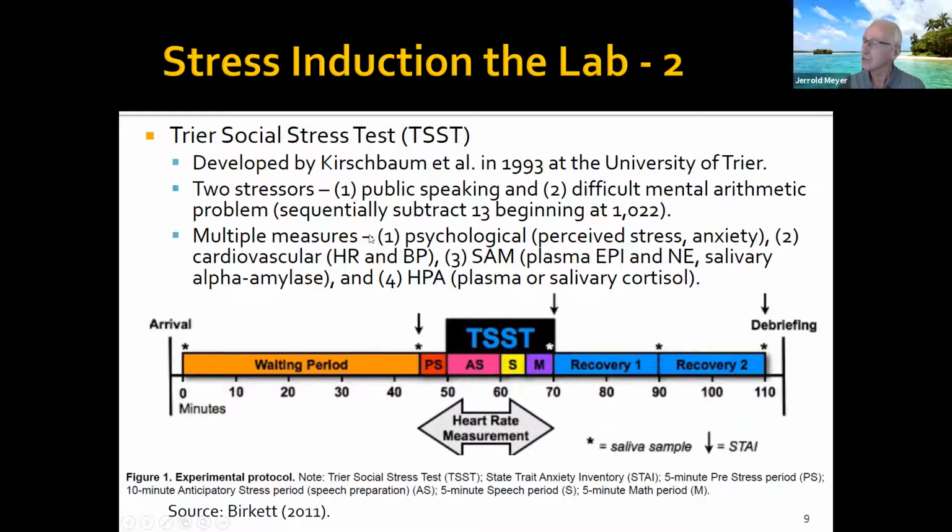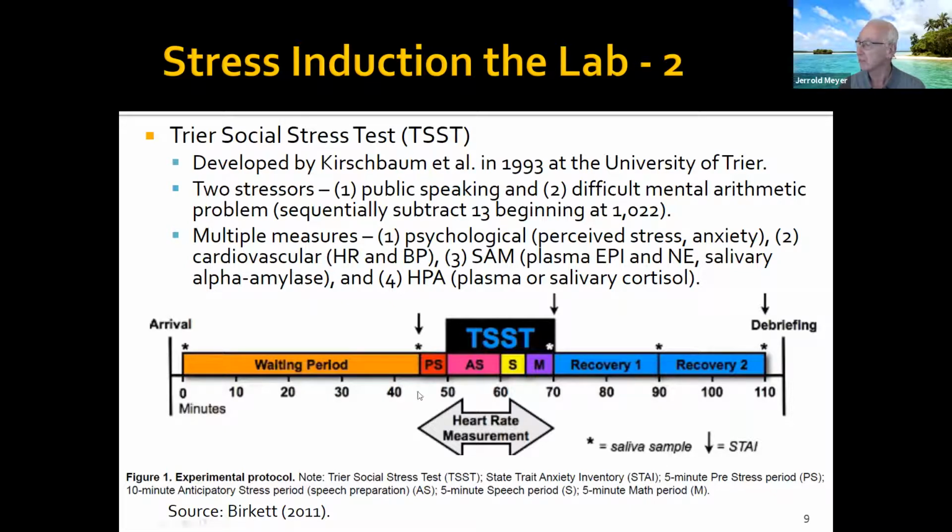There are a number of different measures that are often taken during the test. Here's a waiting period. We'll talk about this, it's important. People come into the lab. In this particular example, a paper by Melissa Burkett, she lays out a paradigm for conducting the Trier. She has a fairly long waiting period here. We can talk about why that is. Then there's the pre-stress period, when they will typically do some psychological measures, any number of things.